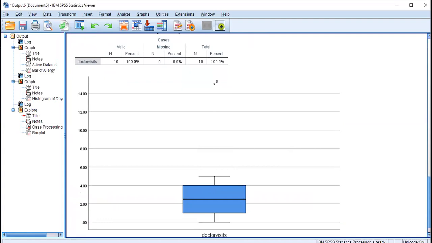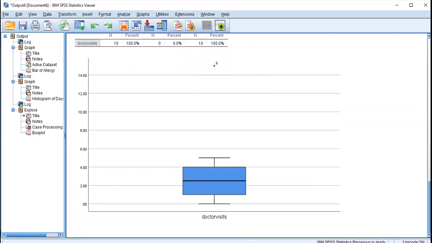If you look at this particular box plot, let's see the explanation. You'll find these are the 4 quartiles: quartile 1, quartile 2, quartile 3, and quartile 4. The first quartile lies between 0 and 1. The second quartile may be from 1 to 2.5. The third quartile from 2.5 to 4. And the fourth quartile from 4 to 5. That is where the quartiles lie.